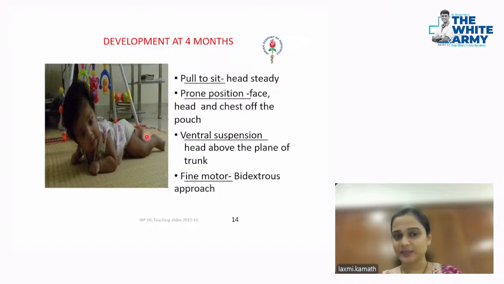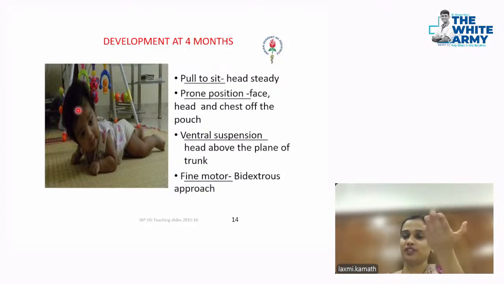position. At this point of time, if you directly put the child in prone position, the face and the head will try to lift off the couch. However, the chest will still be in contact and the arm will still be flexed at 4 months. When you put this child on ventral suspension, the head will still remain above the plane of the trunk.